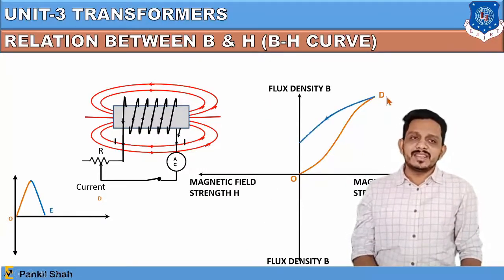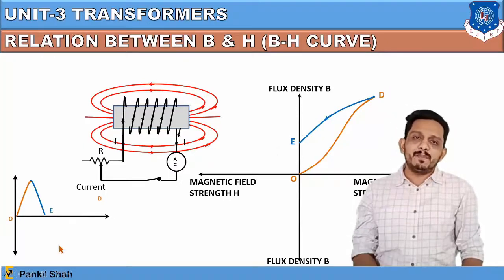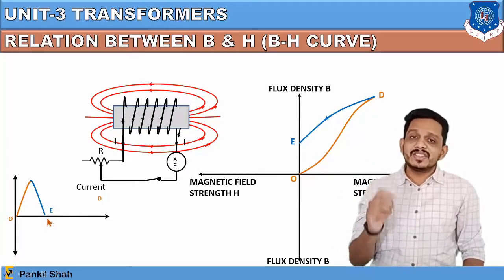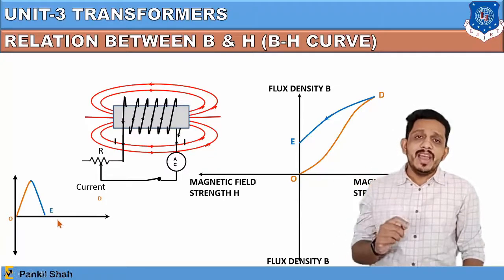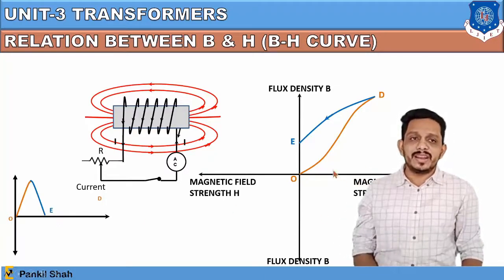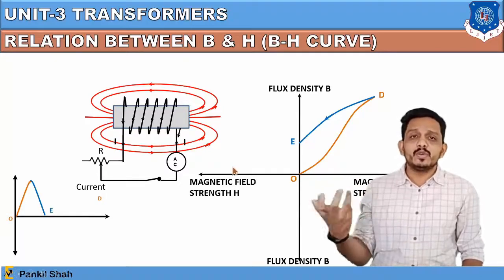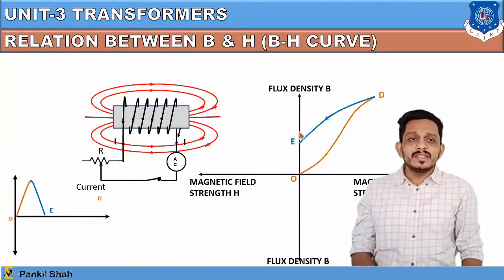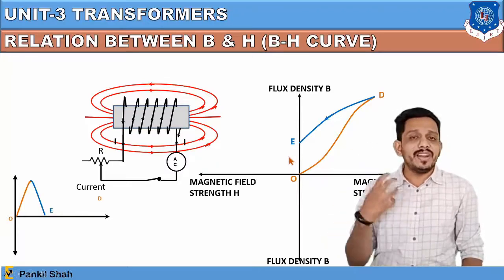So you can see this graph. Flux density decreases from point D to point E. But here, point E means zero current, and zero current means no current is flowing through this circuit at this moment. If no current is flowing through this circuit, then no flux should be generated or present in this solenoid. But still, you can see that at zero magnetizing force, some amount of flux is present in this solenoid or in this coil.